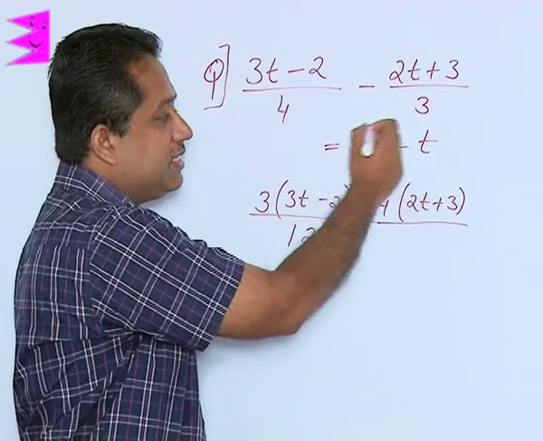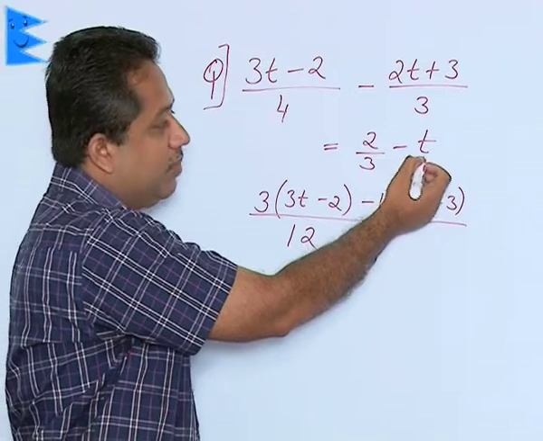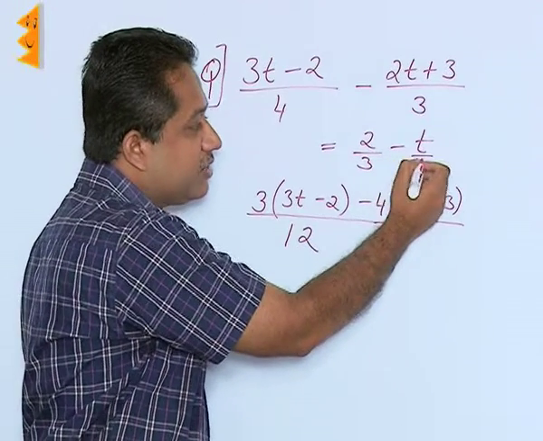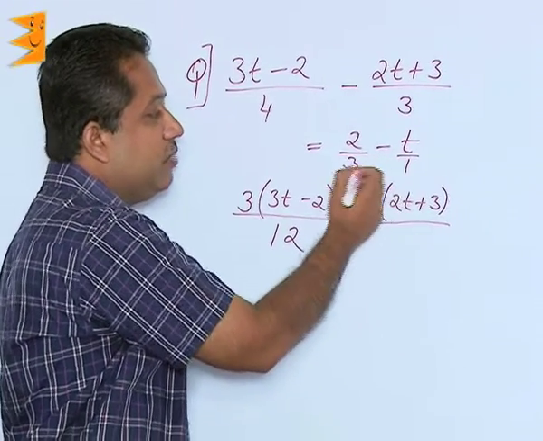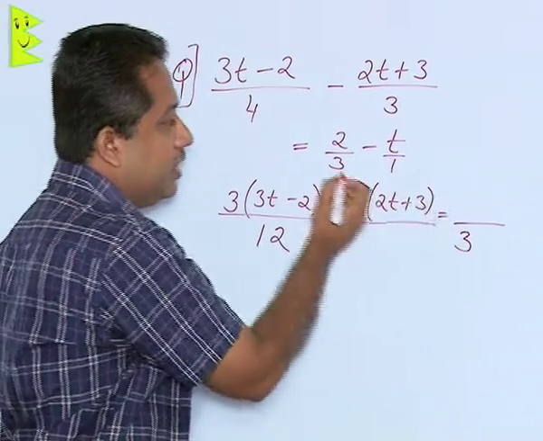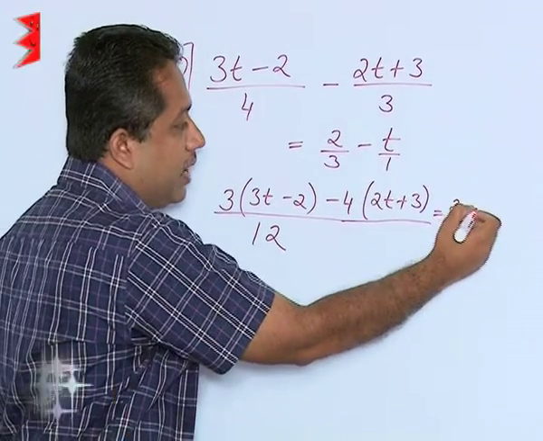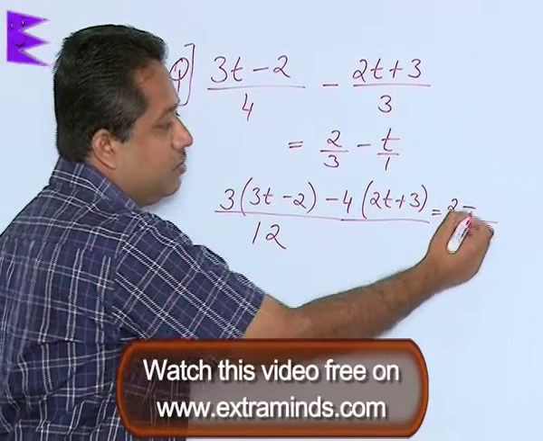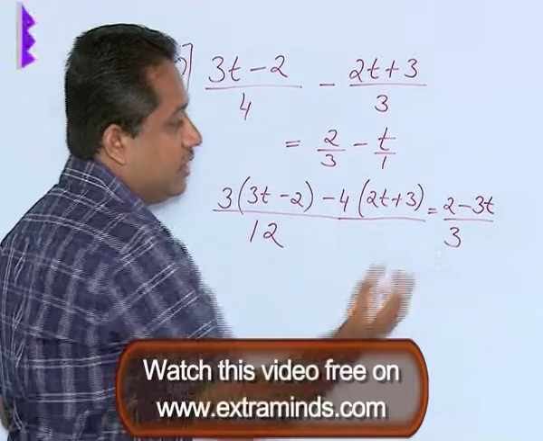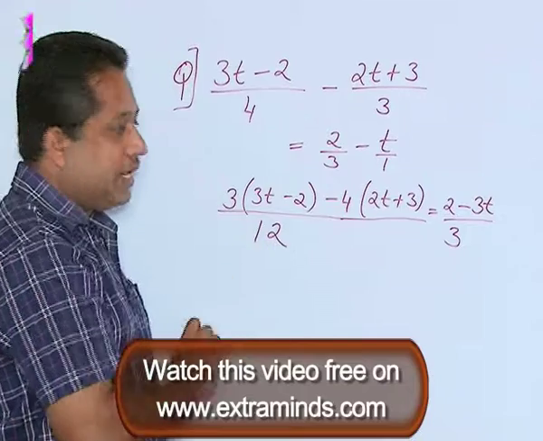Meanwhile, on the right side we are having an expression 2 by 3 minus t. The denominator is not there, so we can write it as t upon 1. So, the LCM of 3 and 1 becomes 3, and here 3 goes 1 times. So, 1 into 2 is 2, minus 1 goes 3 times. So, this is 3t. Now, how do we solve this expression? We will have to open the brackets.